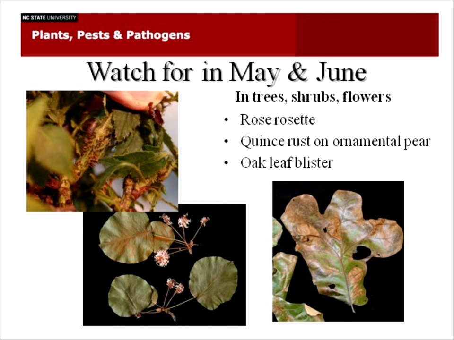For trees, shrubs, and flowers, there's a lot going to be out there in the next couple of months, including rose rosette. Remember, that can be tricky to diagnose, but super hyper thorniness is a fairly surefire symptom for that, although it is not always present. Quince rust on ornamental pear, especially on the fruits that will be coming out in June, we'll be seeing. And of course, oak leaf blister. We had a really good year for oak leaf blister last year, and it'll be interesting to see what is going to happen this year.